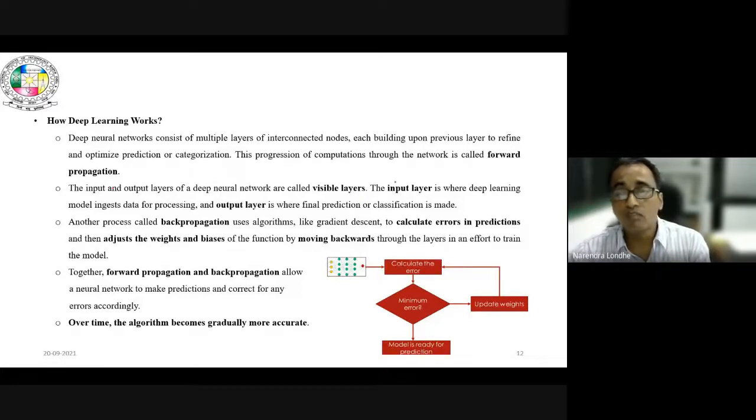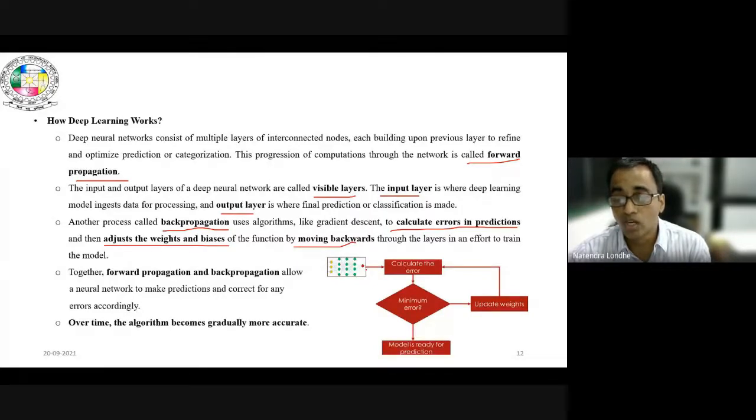Now the question that comes to our mind is how deep learning works. It is just the way you have learned in neural networks. It does the computations through the network, which is called forward propagation. I will not spend much time on this. The input and output layers, we call those visible layers. The input layer gives you the raw data input, and the output layer gives you the prediction or the classification results, right? Another process is the back propagation algorithm, where we calculate the errors in the predictions and adjust the weights and the biases of the functions moving backwards.